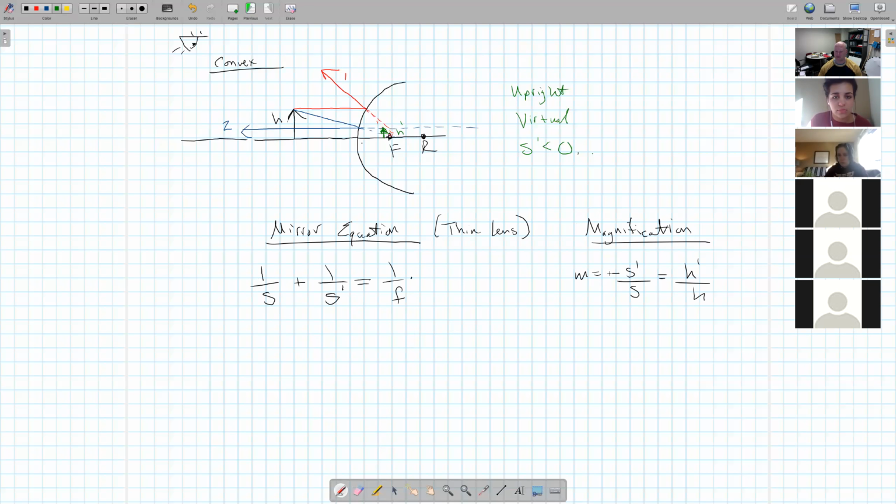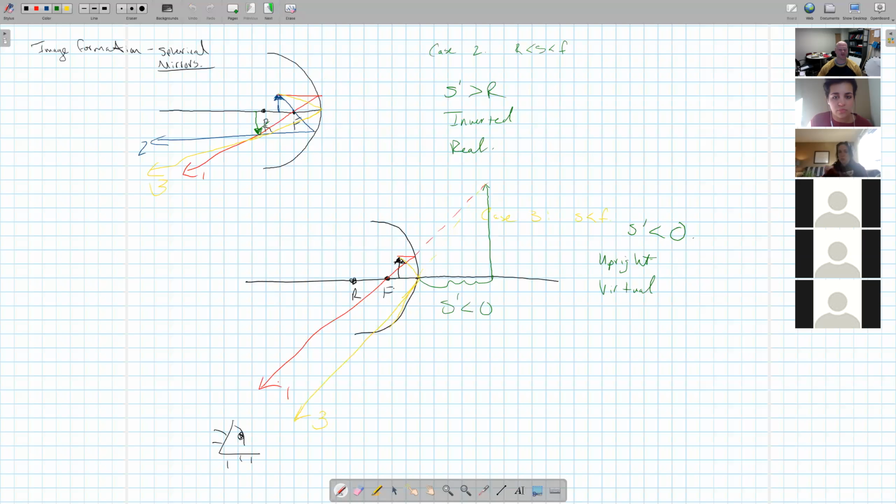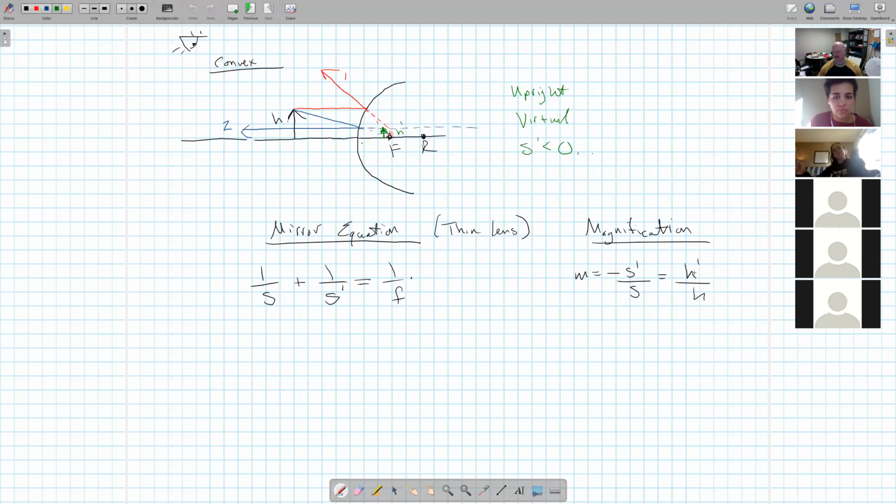The negative sign here basically means if it's inverted or not. So when I write down h prime, if it's inverted, such as in case number 2 here, I would have to write down a negative h prime to make sure that it matches. And here, if this thing is real, it's going to be inverted, hence the negative sign, because I'll have a positive for s prime, a positive for s, which is going to make the magnification negative, which means it's inverted. But if s prime is negative, such as when it's virtual, then this guy is going to be upright. So I'll have a negative of negative, which makes this guy positive. Okay.